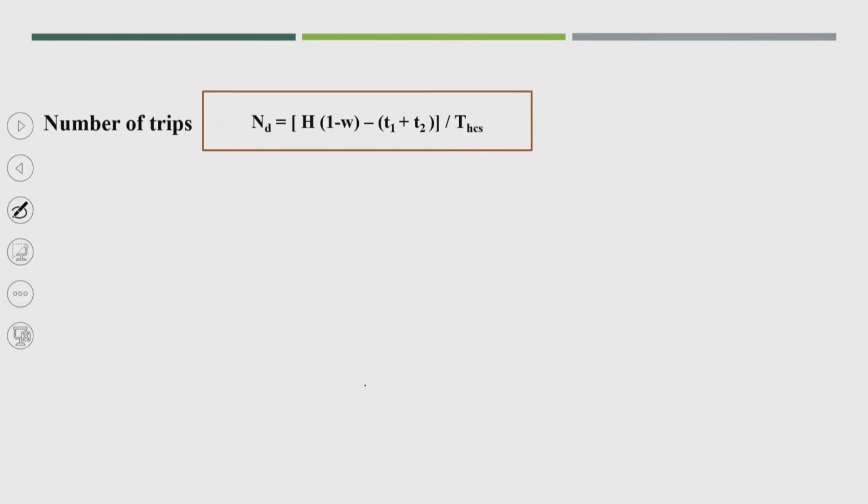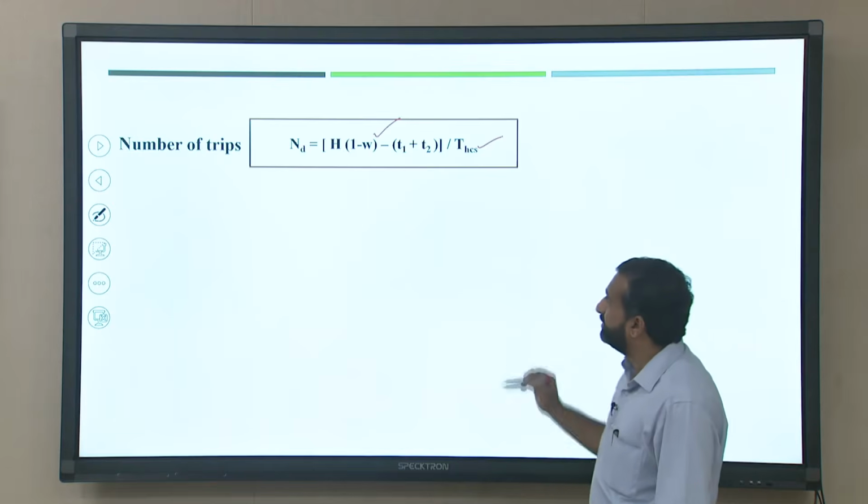Now, here is another equation to calculate the number of trips, that is ND, the number of trips in a day. We normally find how much time is available in a day and how much time is required for one trip. That way we can calculate the number of trips.